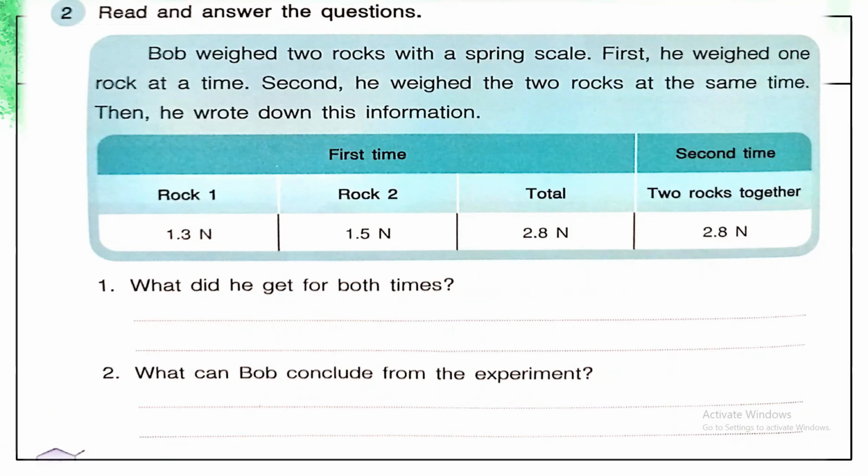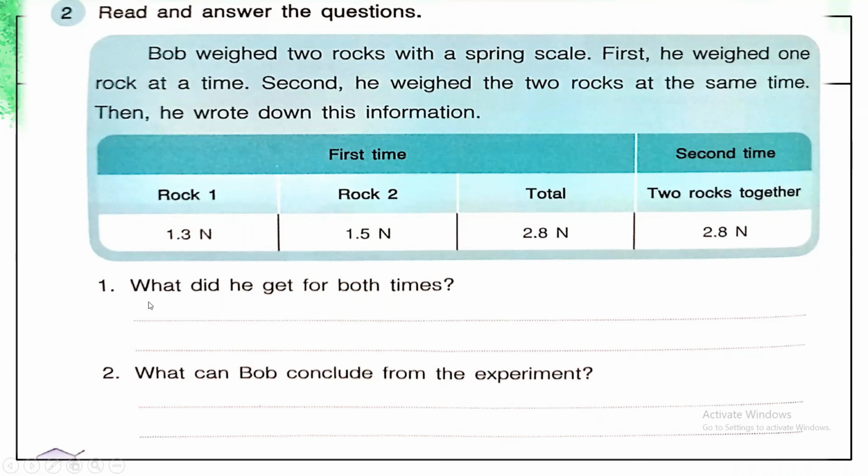Okay, so here, read and answer the questions. Bob weighed 2 rocks with a spring scale. First, he weighed 1 rock at a time. Second, he weighed the 2 rocks at the same time. Then he wrote down this information. For the first time, rock 1 weighed 1.3 Newton. Rock 2 weighed 1.5 Newton with a total of 2.8 Newton. And for the second time, 2 rocks together weighed 2.8 Newton.